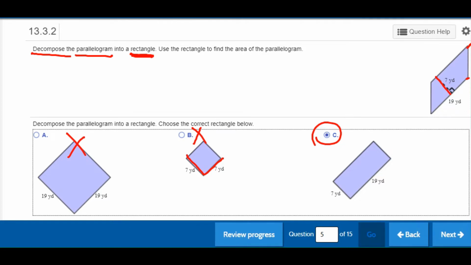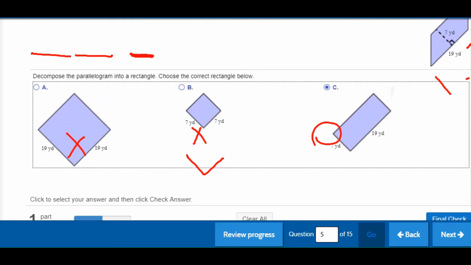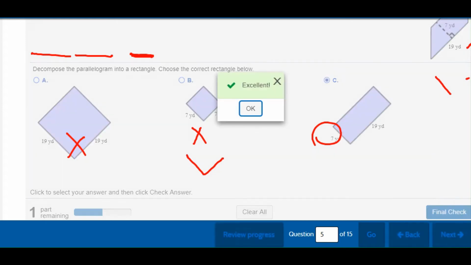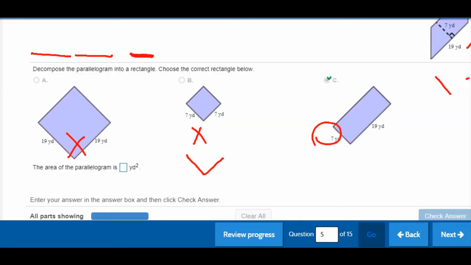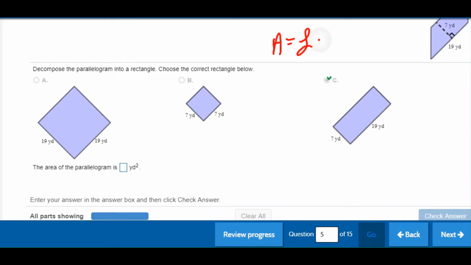And then we made the shape of a rectangle. So let's pick this one. So C is the only possible answer. And then since we made a rectangle, the formula for a rectangle is area equals length times width, or base times height. And the base and the height is 19 by 7. So we have to multiply 19 times 7 to get the area of this figure.